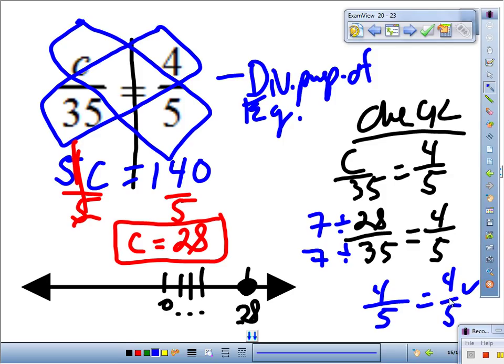Each one of those equations with the properties, the check, the plot, and working it out is worth 5 points. Make sure you don't leave anything out. Okay? That was number 20.